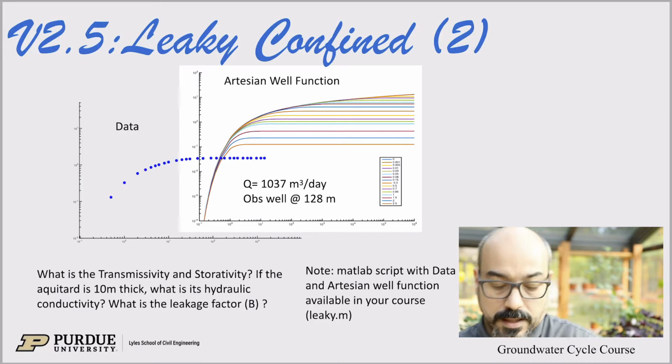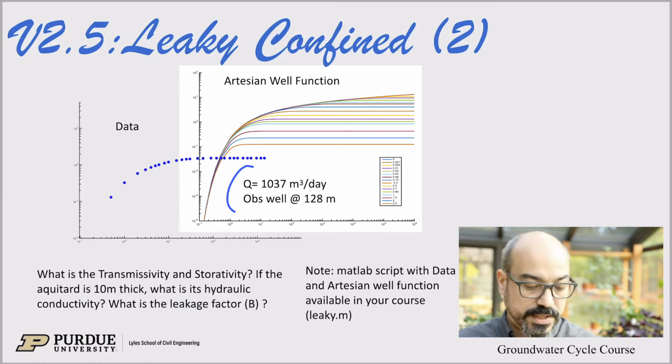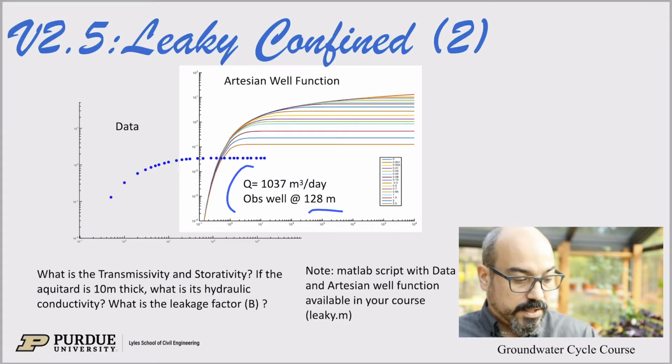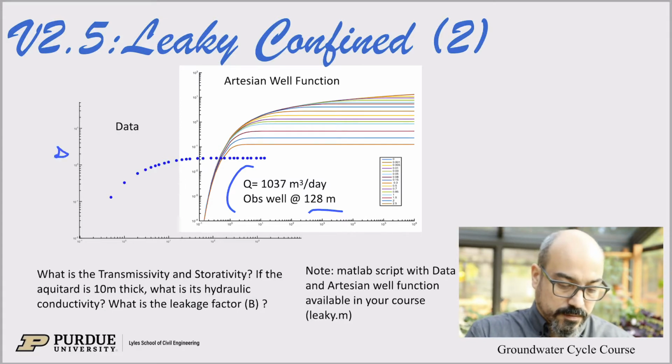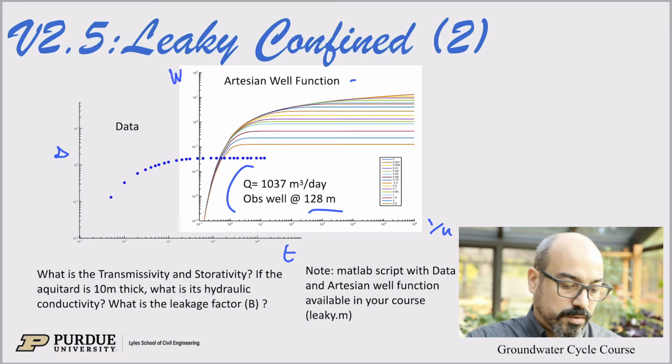Okay, so let's look at an example. You are given a discharge of 1,037 cubic meters per day, and you are given drawdown data in an observation well that is located 128 meters away from the pumping well. Now here's the data. This would be drawdown versus time, and here's your Wells function, so this is 1 over u versus W(u).